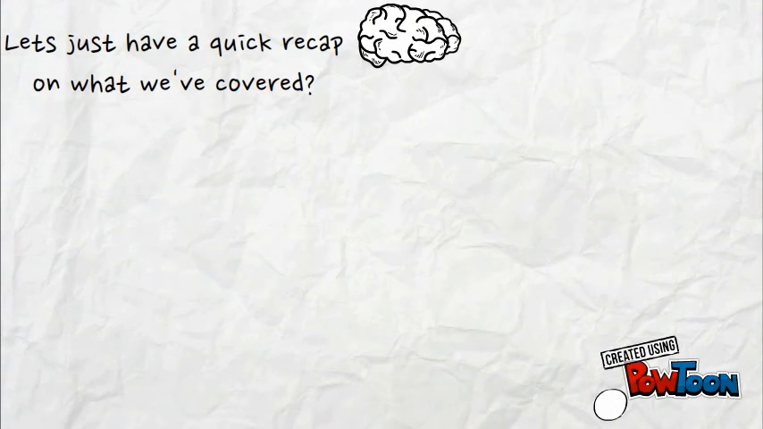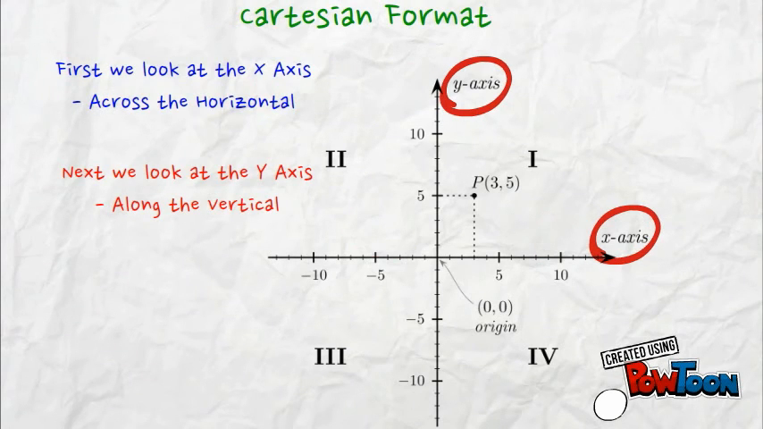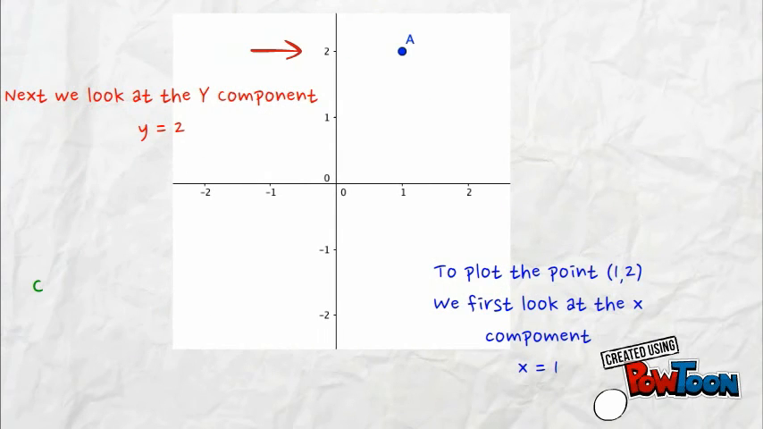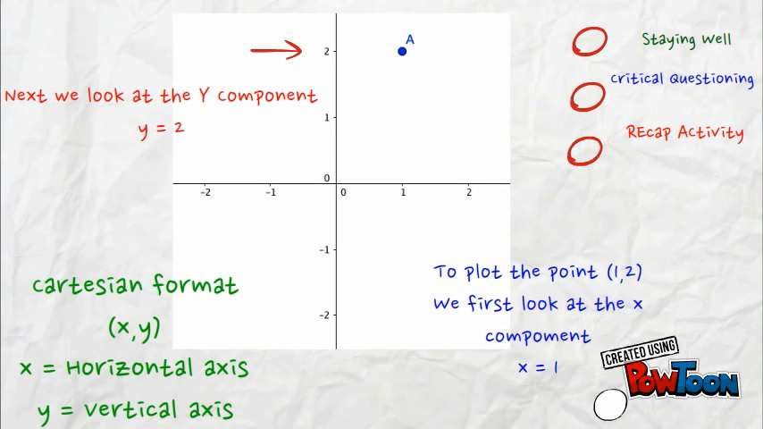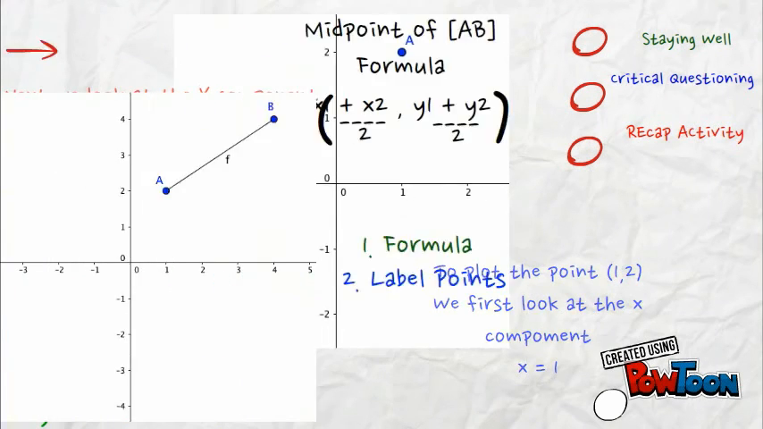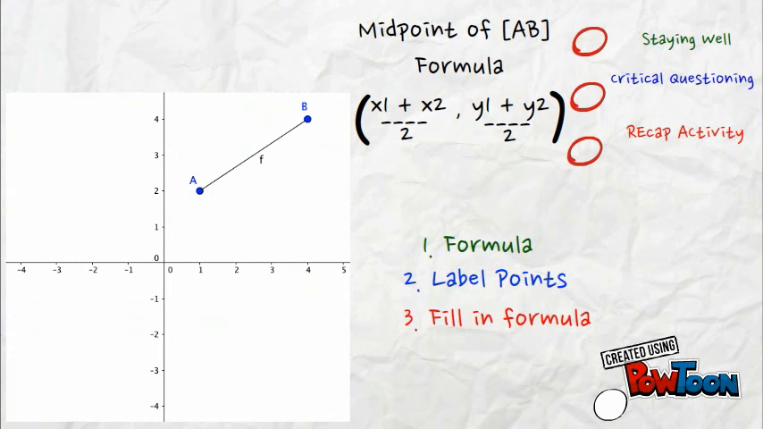Now, let's just have a quick recap on what we covered. Remember, Cartesian format, x in the horizontal, y in the vertical. To plot a point, we look at the x component first, then we look at the y component. Remember, when solving equations, write down the equation, label your points, and fill in.